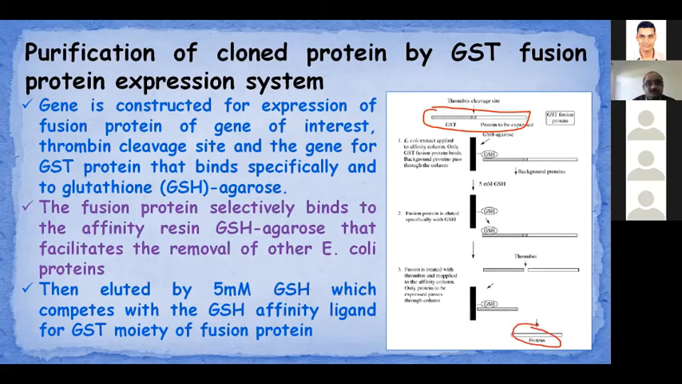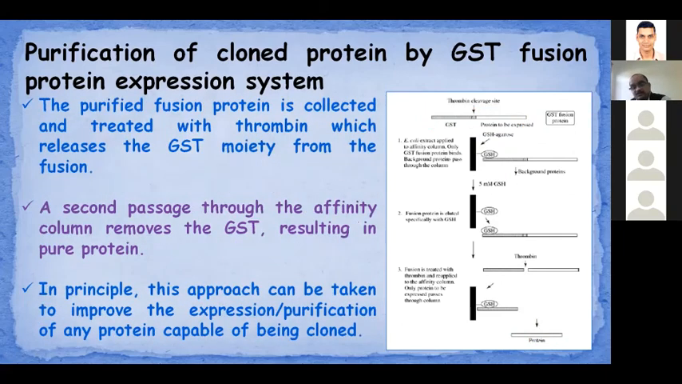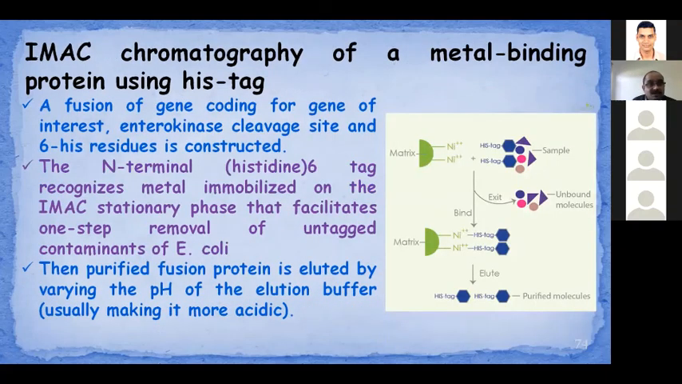So this is the GST fusion protein expression system. Another fusion system is the immobilized metal affinity chromatography system, for metal binding proteins using chromatography. In this system, the protein of interest is synthesized as a fusion protein with a polyhistidine sequence at the N-terminal end, having six histidine residues.